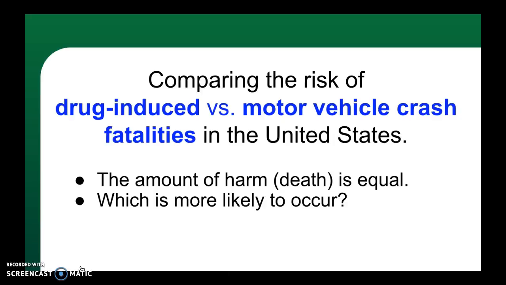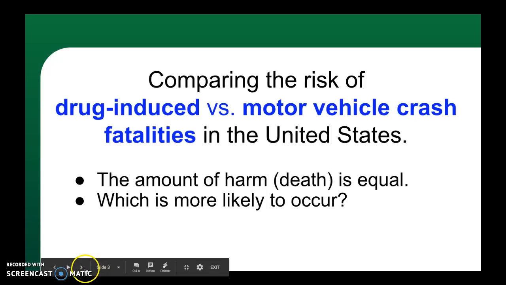So one way we can do this is to compare the risk of drug-induced fatalities versus motor vehicle crash fatalities in the United States. And when we're comparing two types of risk, we can simplify those comparisons by making one of the two factors constant. When comparing the risk of harm, we often focus on the worst case situations to determine how much harm can occur. So in this case, the amount of harm that we are comparing is death, and so that is equal. So then the question is, which one is more likely to occur?